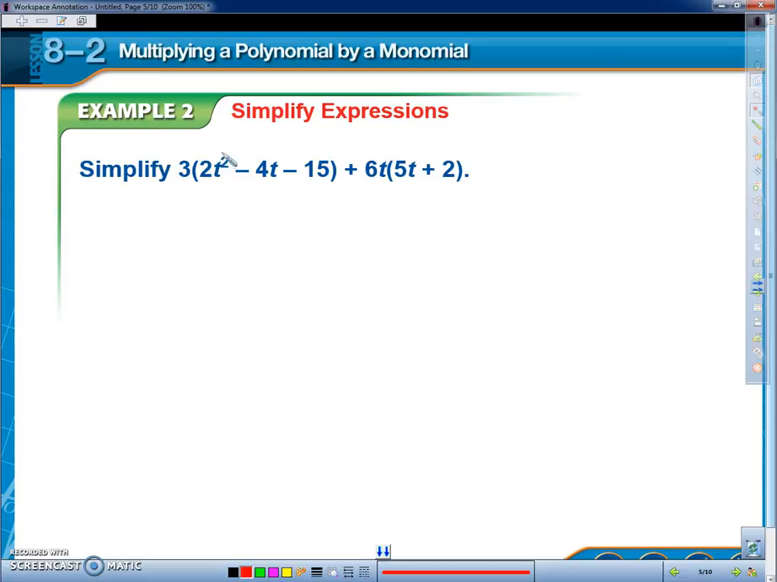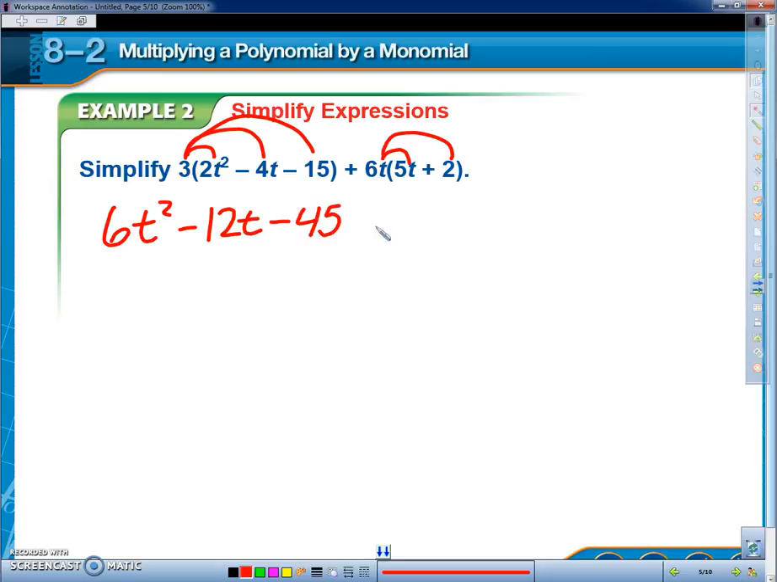Okay, so now we've got multiple expressions right here. So again, it's the same way that we did before. We're going to distribute out, okay? But then over here, we're going to have to distribute this one as well. When we get done, we'll look and see if there are any like terms that we can put together. 3 times 2t squared, 6t squared, minus 12t, minus 45, plus 30t squared, right here, 6t times 5t, and then 6t times 2, plus 12t, right there.